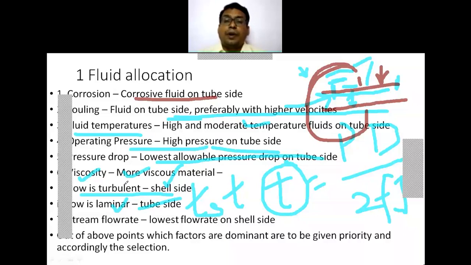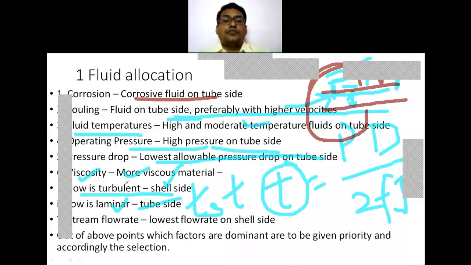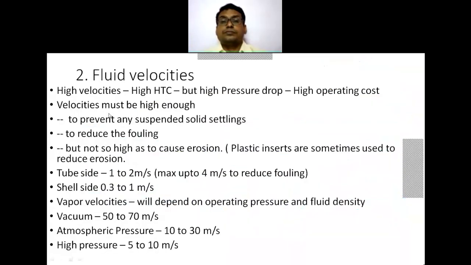So one has to remember the general design considerations for the fluid allocation, which will depend on the corrosion, fouling, fluid temperature, operating pressure, pressure drop, viscosity, and the stream flow rates. The next is the fluid velocities. What should be the proper fluid velocities which will give a good heat transfer coefficient?